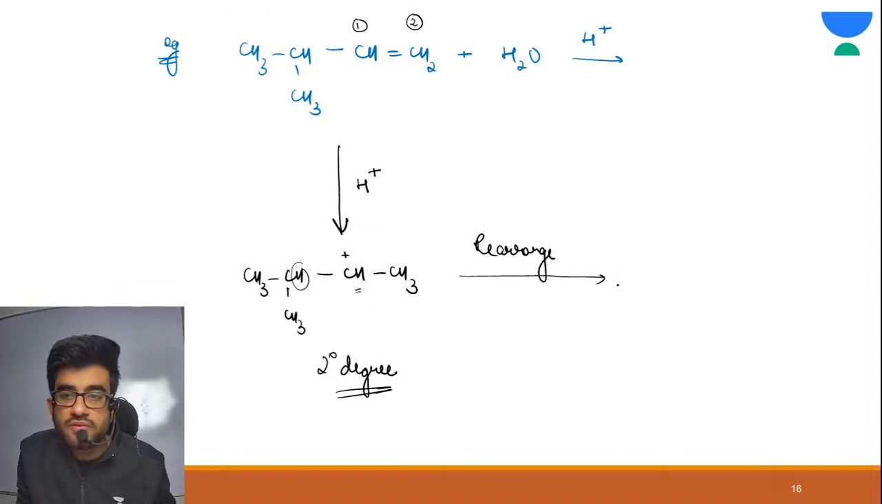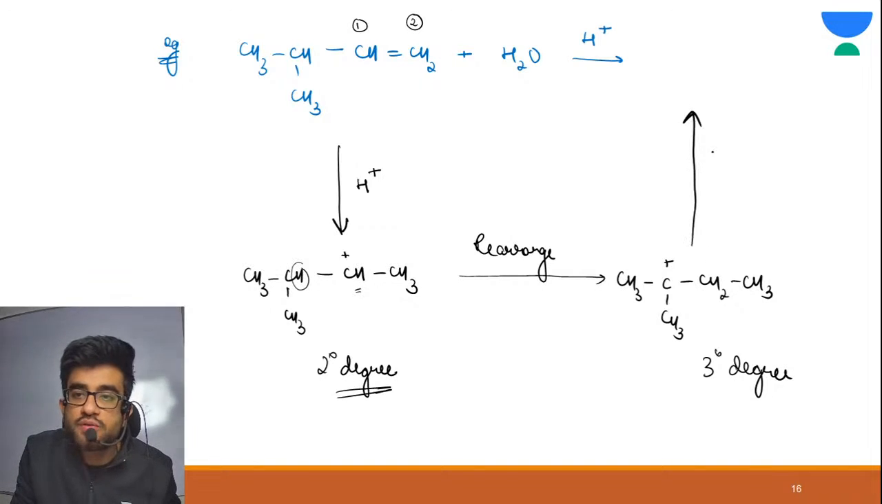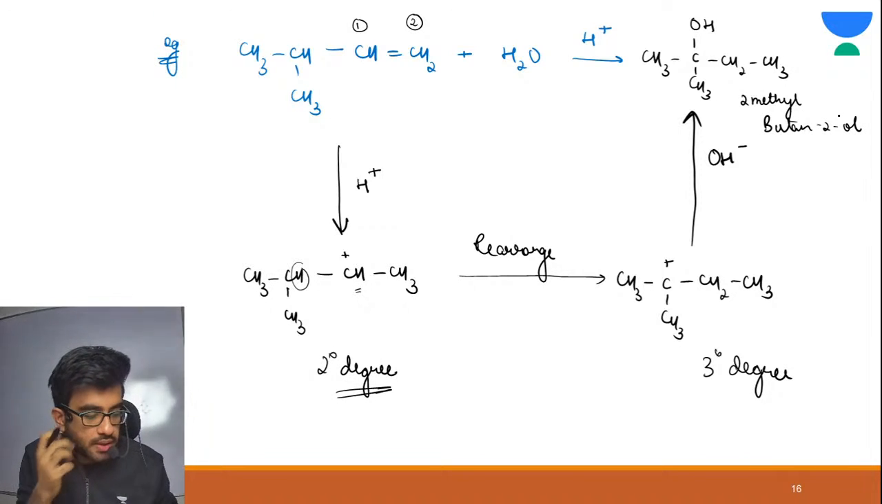CH3, CH3, CH2, CH3 and positive. This is your 3 degree. Now this is maximum. No further rearrangement is possible. Now simply your OH would come and get attached to it. Your answer is this: 2-methyl butan-2-ol. Perfect. Great Ritu, Richu, Atri, Nishta, Supriya. Fantastic. Is everyone clear with this?